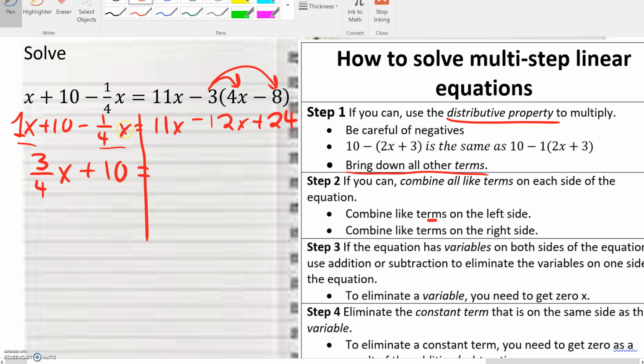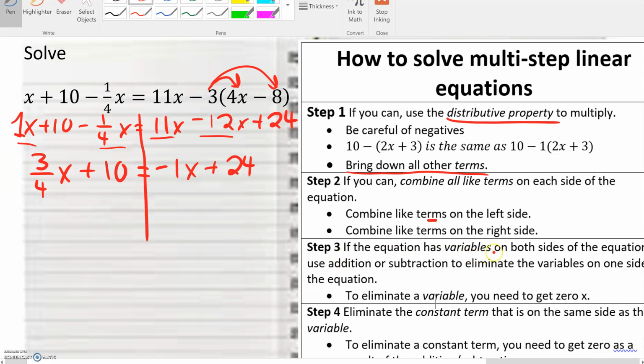This 10, there's no other constant term on this side. It can't be combined with anything on this side of the equation. So looking at the other side, I've got an 11x and a minus 12x. So 11x, if I take 12x away from that, I'll get -1x. And again, on this side, there's no other constant term, so I just leave the 24 as is. So I'm done. You might notice I didn't combine the 24 and the 10. They are like terms, but they're on different sides of the equation. That's why I could not combine them.